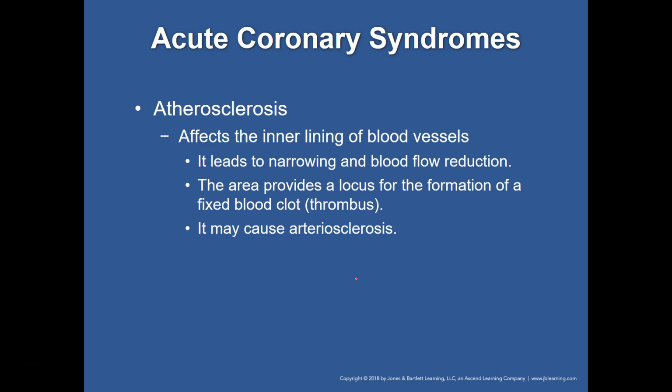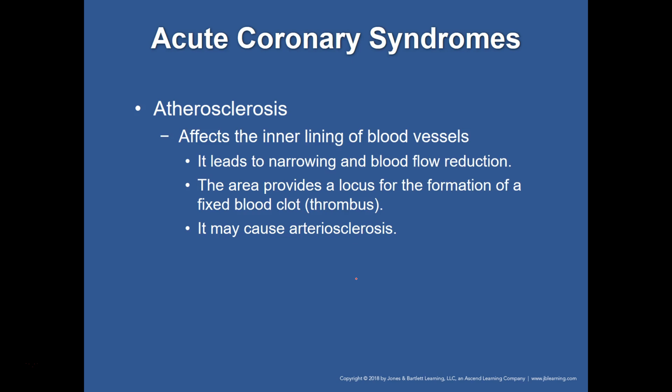So atherosclerosis, that affects the inner lining of blood vessels, leads to the narrowing and the blood flow reduction through those vessels. So this process is as follows. Small amounts of fatty material are deposited along the artery's inner wall. Fat gradually enlarges and becomes a mass of fatty tissue. And then that mass of fatty tissue eventually calcifies and hardens into a lesion. The lesion infiltrates the arterial wall and diminishes its elasticity while decreasing the amount of blood flow.